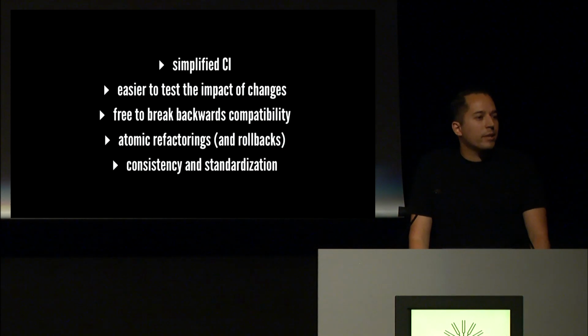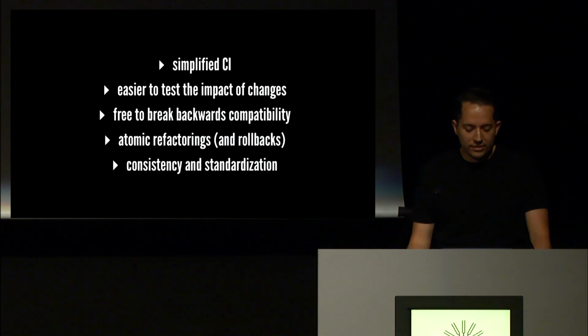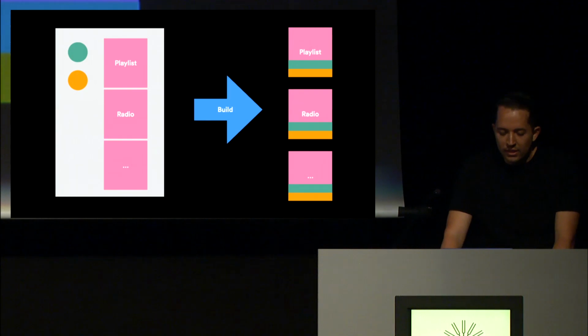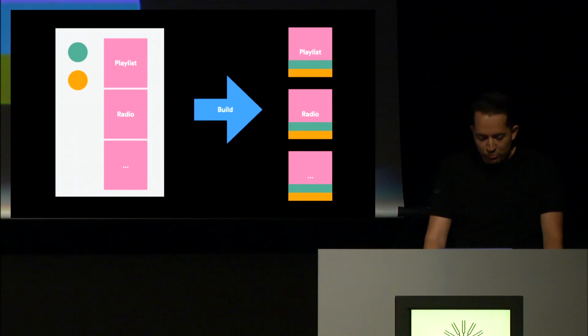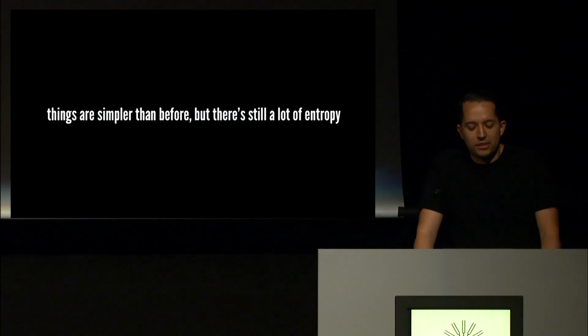And you can do that in an atomic way. So you can make a change in a library and the code that depends on it in a single commit, which makes it much easier to go back and forth and roll back and everything. It is much easier for refactoring the code. And it promotes some consistency and standardization across the board, because all the code is in a single place. So now we had this single repository, this single build pipeline, and we could have consistency in the dependencies because they're all fetching the same dependencies. So yeah, now things are much simpler than before.